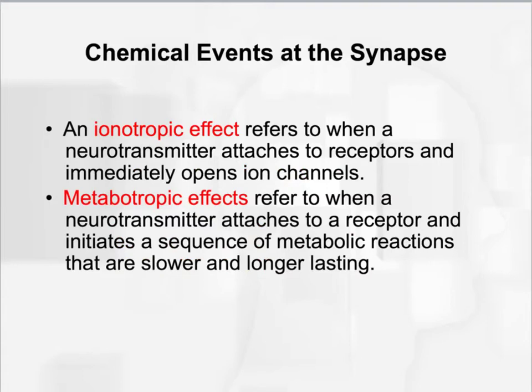Metabotropic effects can be a longer lasting effect when a neurotransmitter attaches to a receptor and it initiates a sequence of events. For instance, when the neurotransmitter signals to the neuron to release hormones, that might actually initiate a sequence of metabolic reactions that are slower but go on for longer.